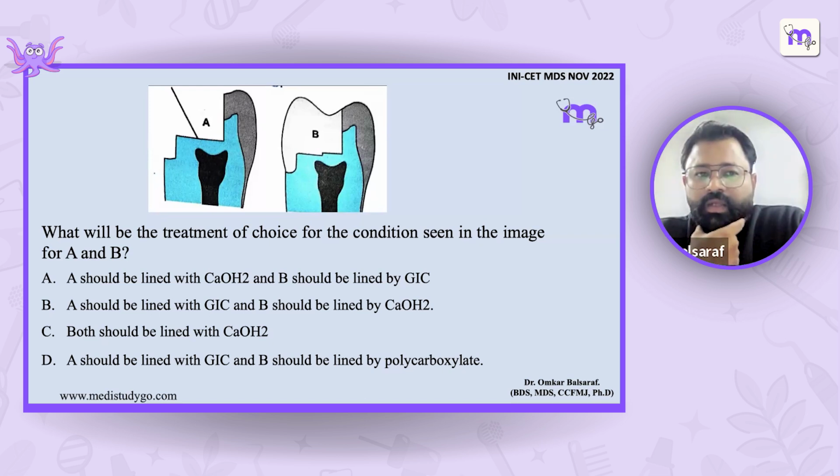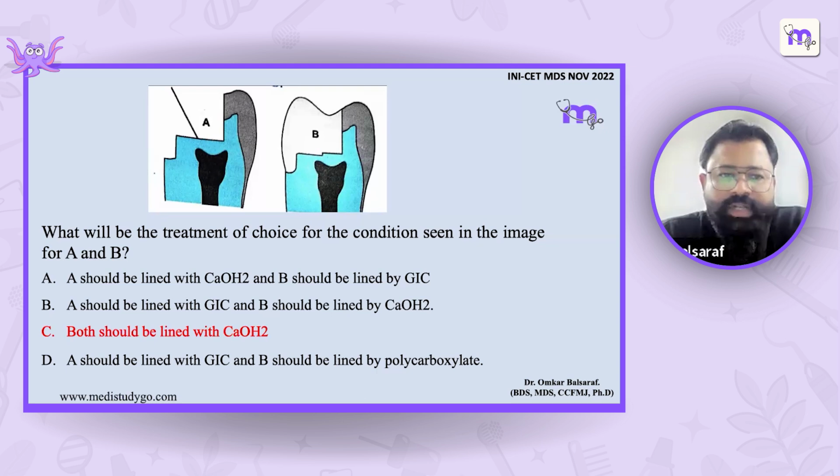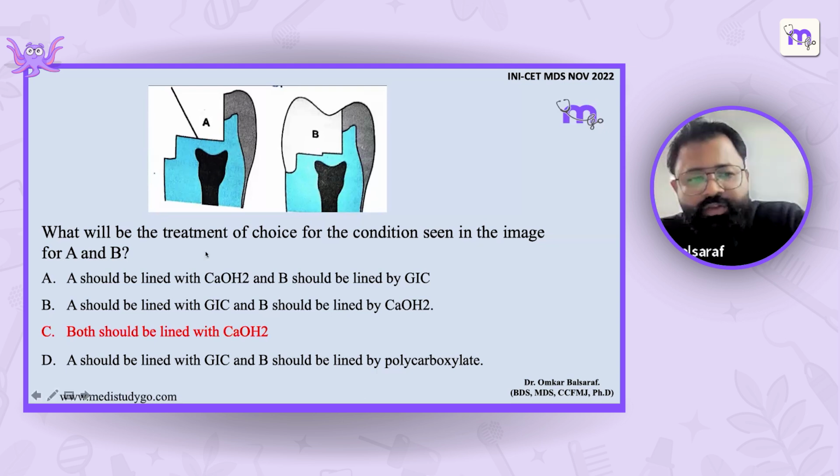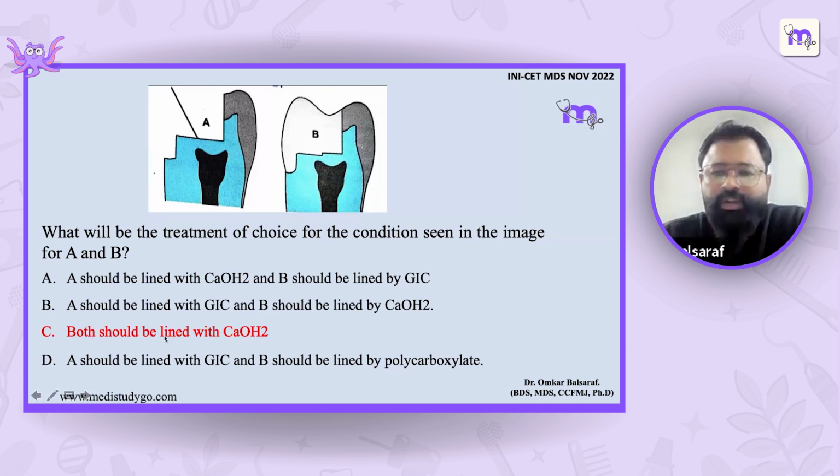Okay. So in A and B, just see what is the difference between the cavity preparation. You can see B cavity preparation is much closer to the pulp as compared to A. So both should be lined by calcium hydroxide. As both are being seen very close to the pulp, the remaining amount of dentin thickness is less. So we should line both with calcium hydroxide. Remember, polycarboxylate cement is never used in such deep cases. Okay.